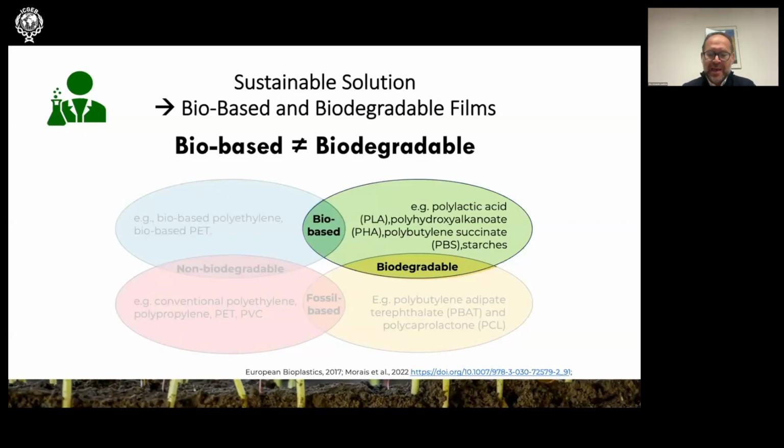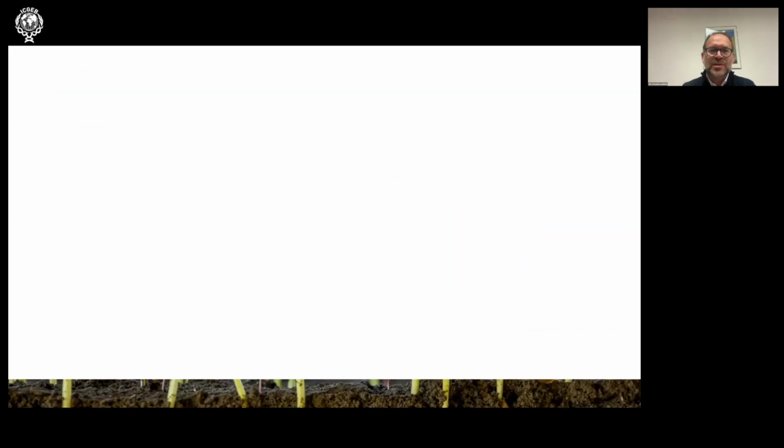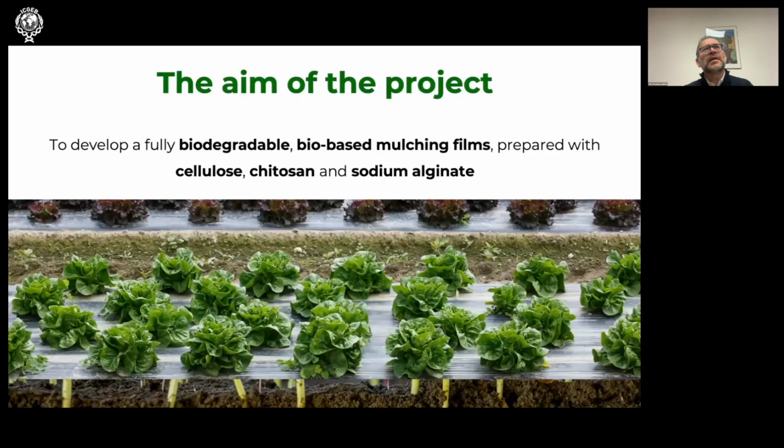So this was the topic of, as I said before, my research during the last year, and in particular, thanks to a national project funded by the Italian Ministry of Research, we aimed to develop fully biodegradable and bio-based mulching films prepared by using some natural sources, components like cellulose, chitosan, and sodium alginate.